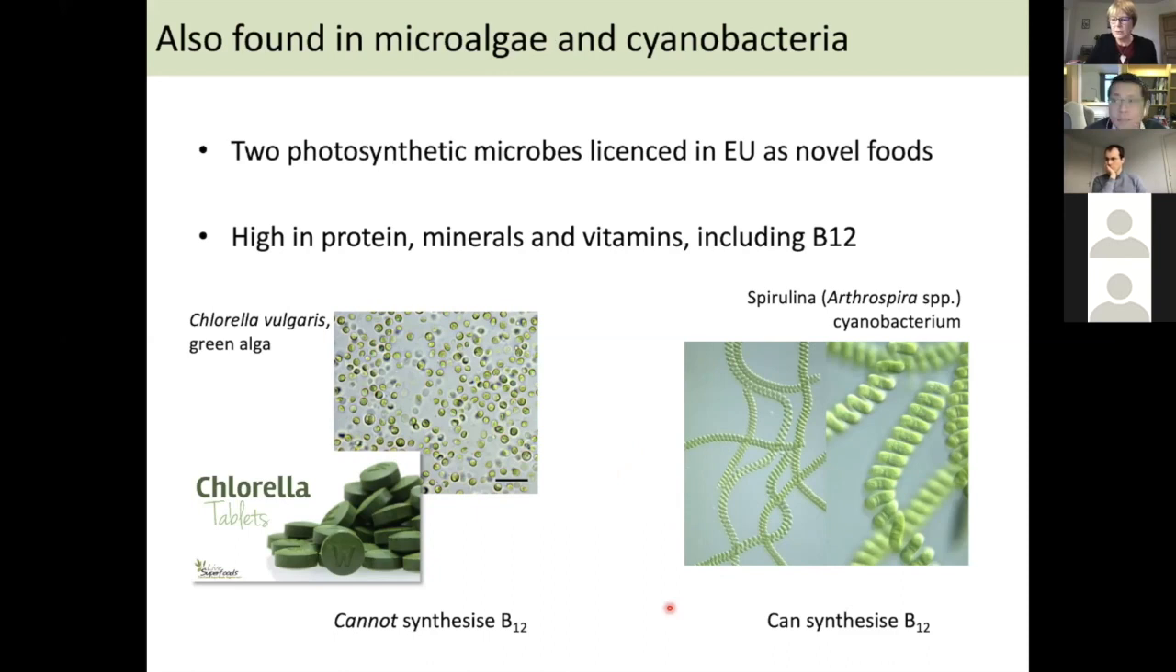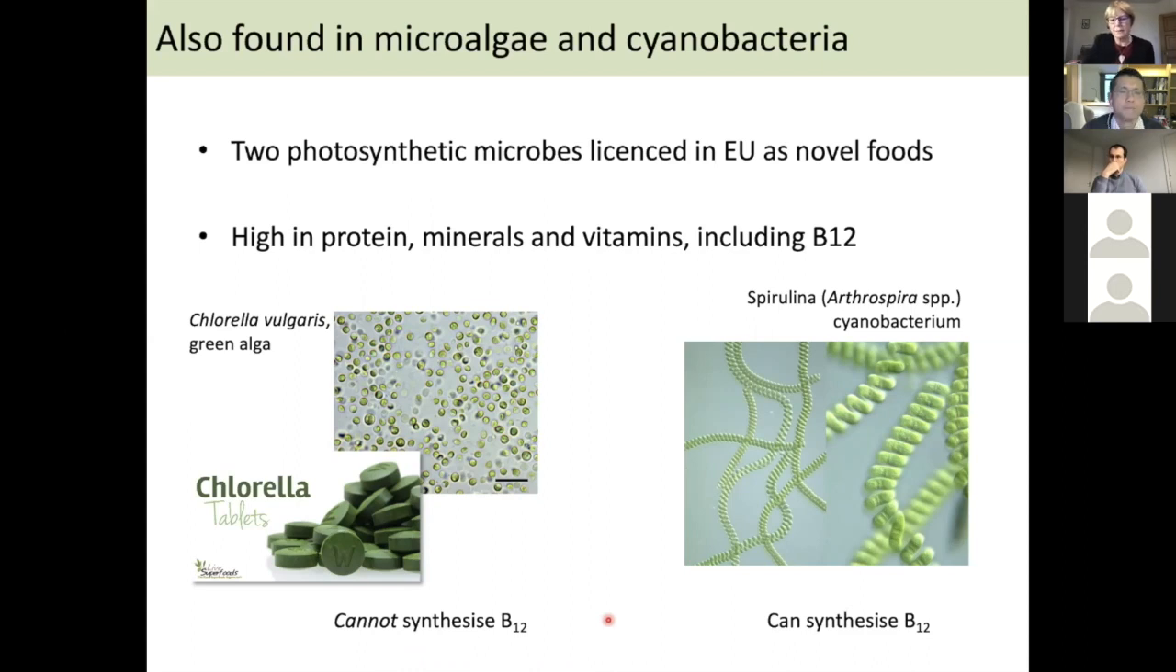But the interesting thing here is that spirulina can synthesize B12 because it's a bacterium. But chlorella cannot synthesize B12. So there's no known eukaryote that makes B12. The only source of biosynthesis is known to be from bacteria species. So this was quite surprising to us when we first started to measure it in foodstuffs and found this.